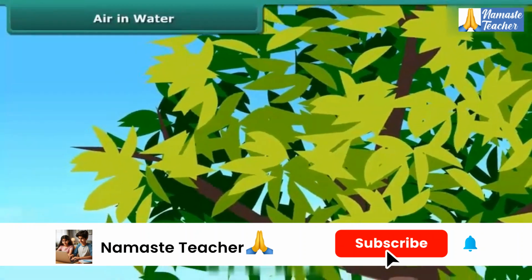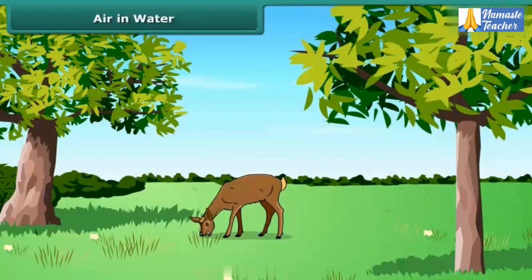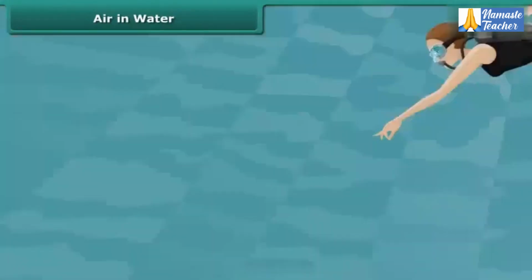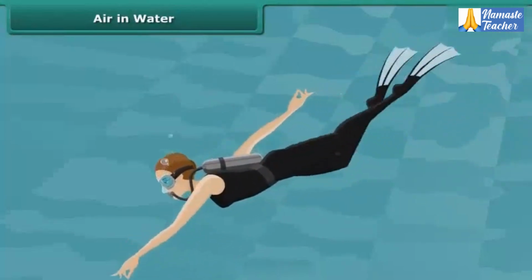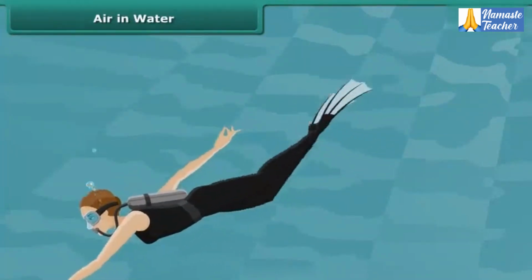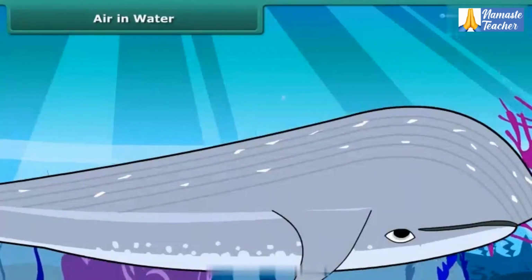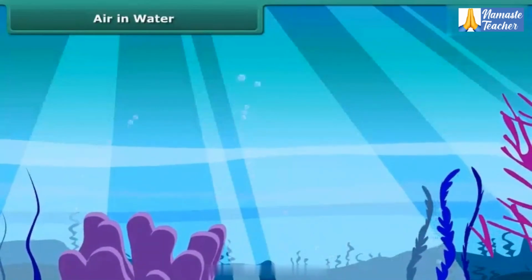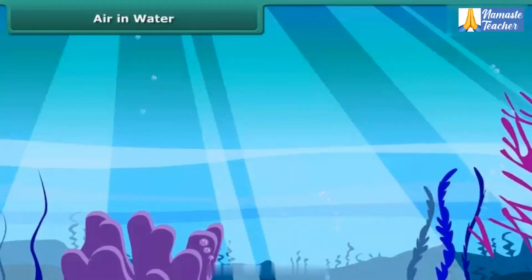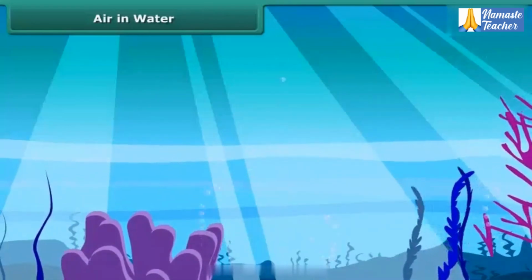We know that all plants and animals need air to breathe. The animals living on the land breathe in the oxygen present in the air. We can't live in water. When divers go inside water, they carry an oxygen cylinder with them. See this whale. How does it breathe? Similarly, how do the aquatic plants get carbon dioxide and oxygen in water? You'll be surprised to know that they breathe air only.